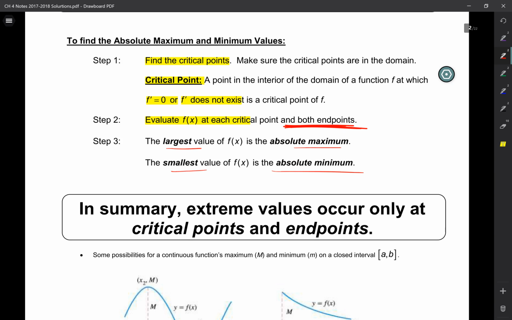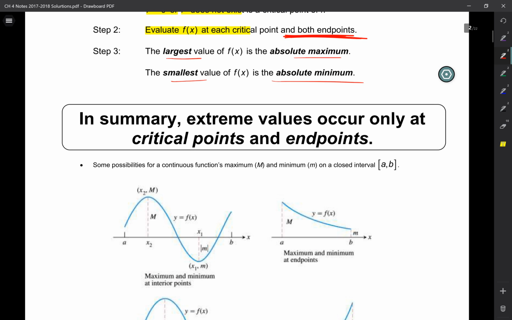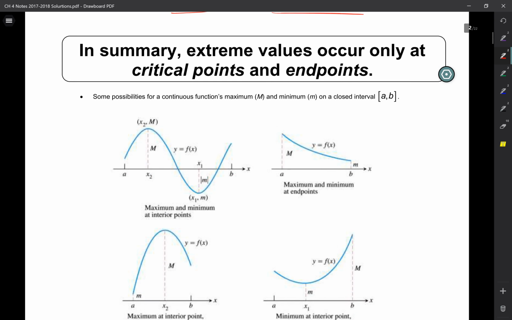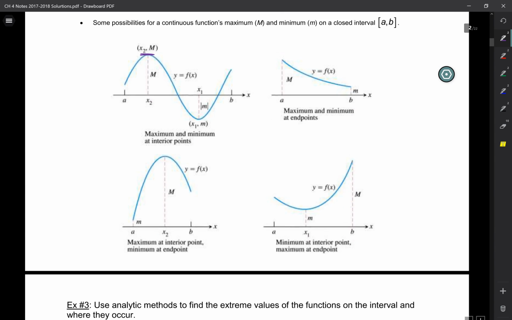So, where are we looking to find maximum and minimum? Critical points and endpoints. Extreme values occur only at critical points and endpoints. So take a look here, at that first function. What is the value of the derivative here? What's another word for derivative? Slope. How much is the slope, or the derivative, at that point here?